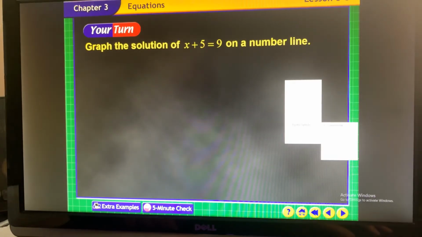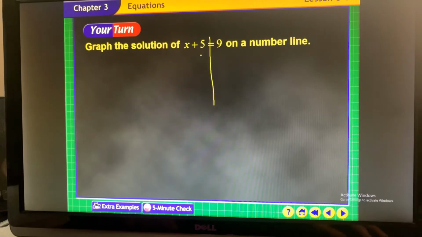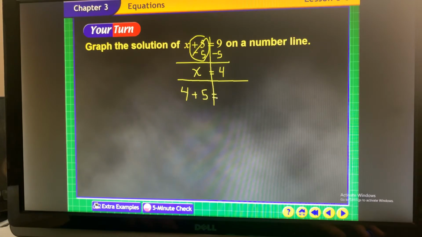Okay, try to do this one on your own. Additive inverse makes 0. X is equal to 4. Solution, check with the solution into the original problem to make sure indeed it does equal 9. 4 plus 5 is 9. Check. Done.